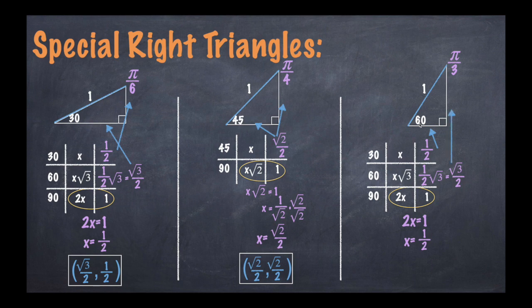So now we end up getting an ordered pair of 1/2, because that's our x value, comma, root 3 over 2 because that's our y value.